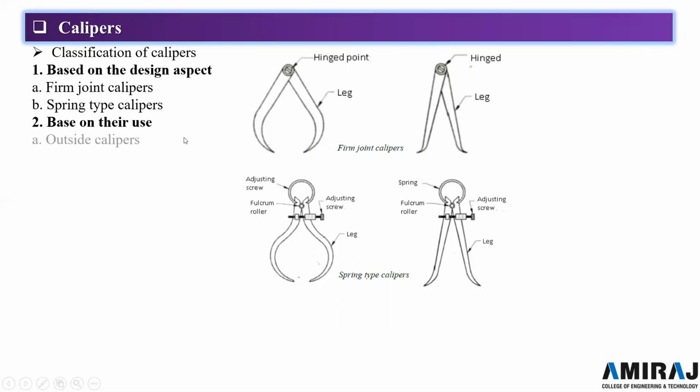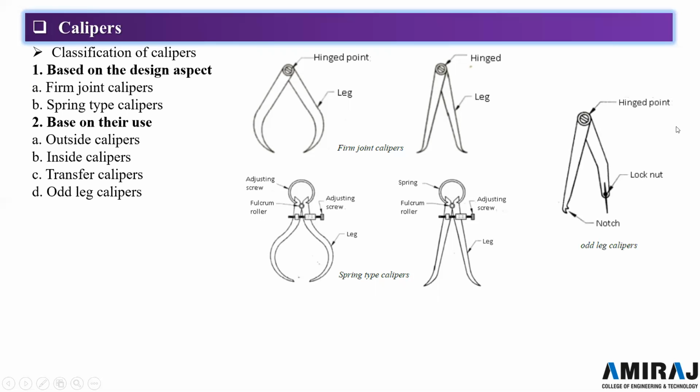The second aspect is based on use, that is outside and inside, and transfer calipers. The outside one, we know, is the outside caliper, and this one is the inside. These tips will be used to measure the inside dimensions. So these two are the inside calipers and these are the outside calipers. The third one is based on use, that is transfer calipers and odd leg calipers. Here it is, the odd leg caliper.